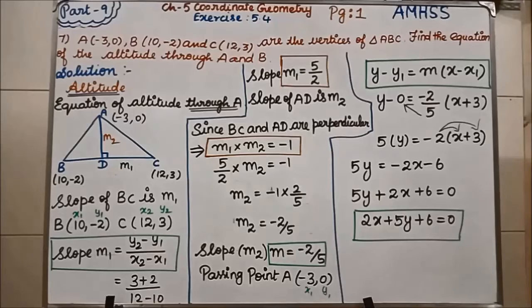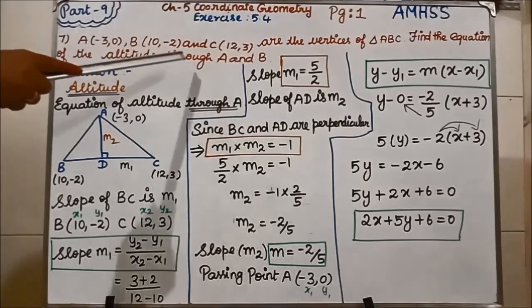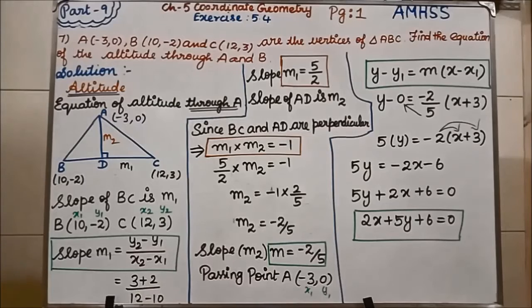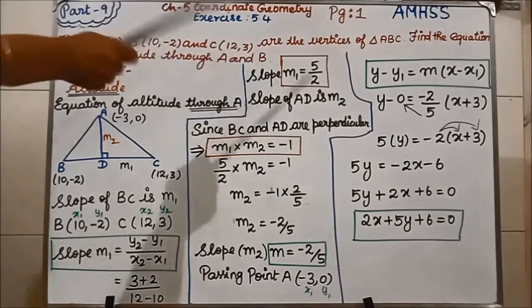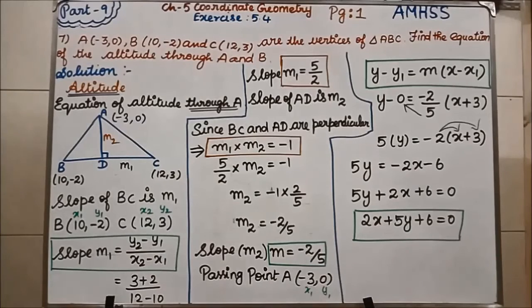But the question is not over yet. In the question they were asking for the altitude through A, as well as the altitude through B. Isn't it? Now this is the solution for the altitude through A. In page number 2, we will see the altitude through B. Clear, students?